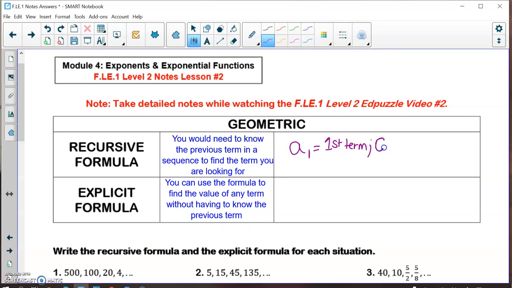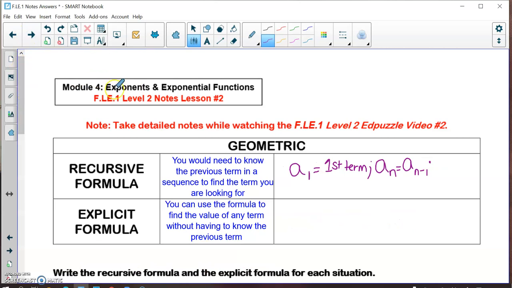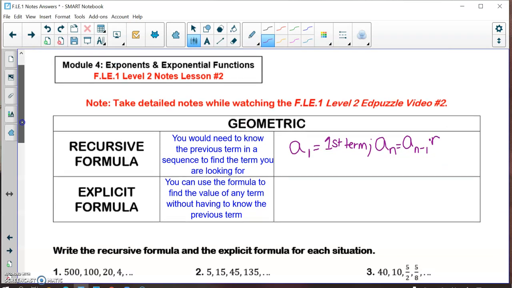And then we write lowercase a sub n is equal to lowercase a sub n minus 1 times, so like back in arithmetic sequences, we did A of n is equal to A of n minus 1 plus your common difference. Well, since geometric sequences are in terms of multiplication, we're going to do times our common ratio. So this is the recursive formula for a geometric sequence.